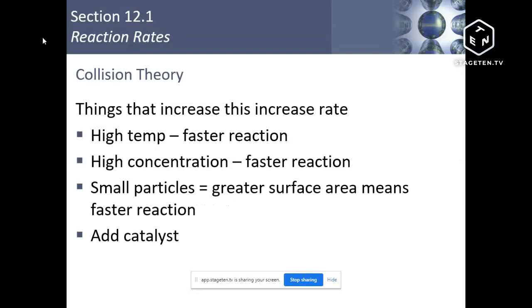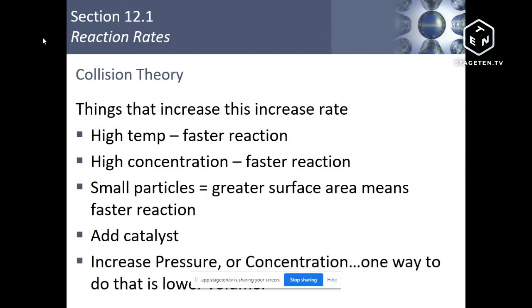You can add a catalyst. What does a catalyst do? A catalyst doesn't increase the number of collisions that's going on, but what it does is it lowers the bar, it lowers the activation energy. So now a higher percentage of the collisions have enough energy to be an effective collision.